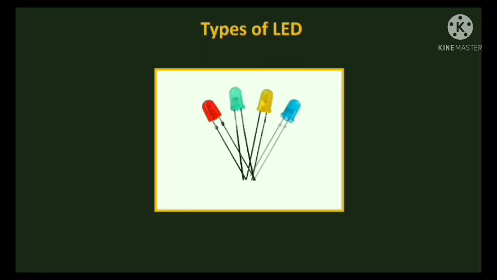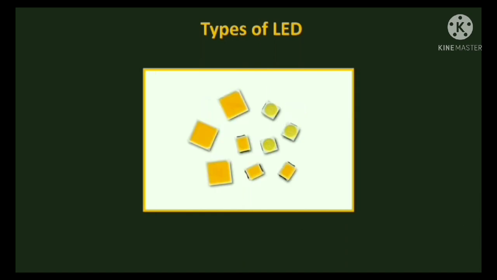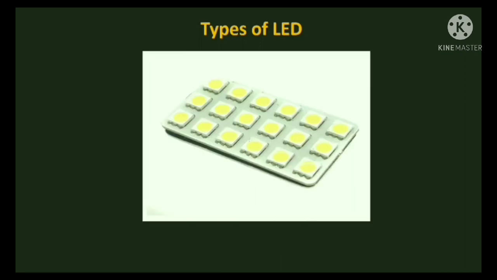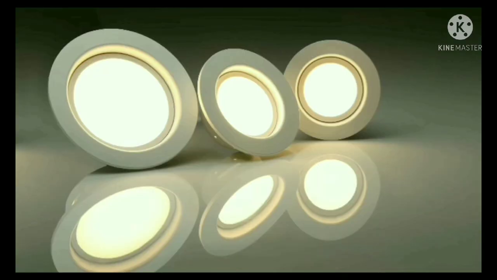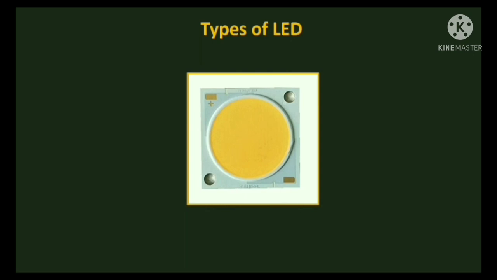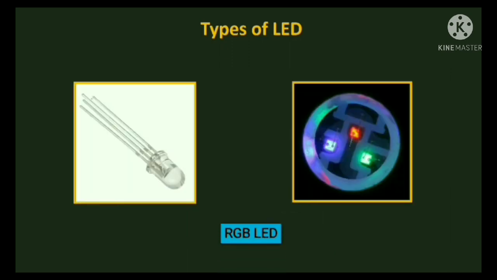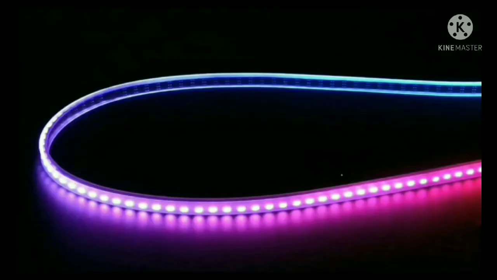The first type of LED is the through hole type of LED. Then the second type of LED is the SMD LED. This type of LED is very tiny in size and is mounted on the circuit board. Today they are quite commonly used in LED bulbs and other applications. And then the other type of LED is the COB LED, known as the chip on board LED. It is very similar to the SMD LED. And then the other type of LED is the RGB LED. This type of LED is quite commonly used for decoration purposes.